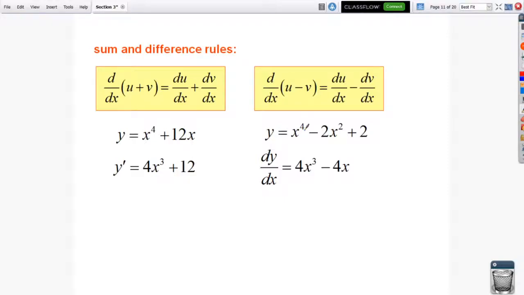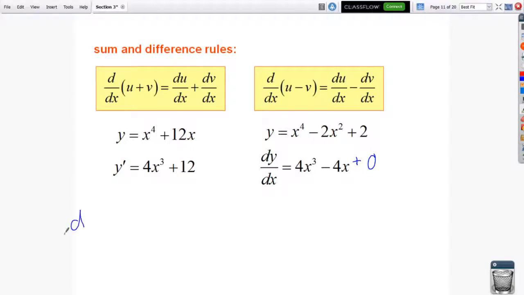Taking the derivative of x to the fourth minus 2x squared plus 2, you just have 4x cubed minus 4x. Derivative of x to the fourth, derivative of 2x squared. Oh, but wait, what happened to this 2? It's plus 0. And nobody in their right mind actually puts down plus 0.